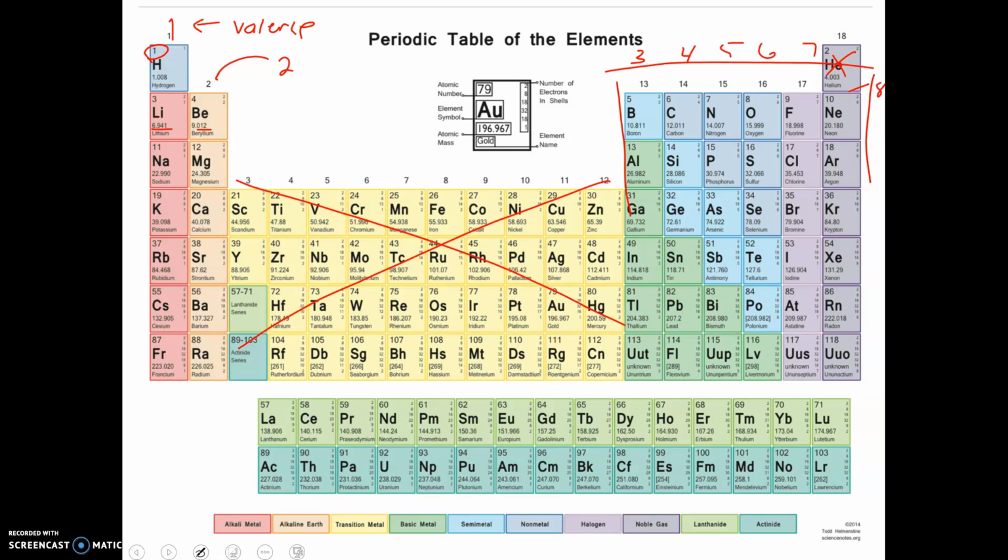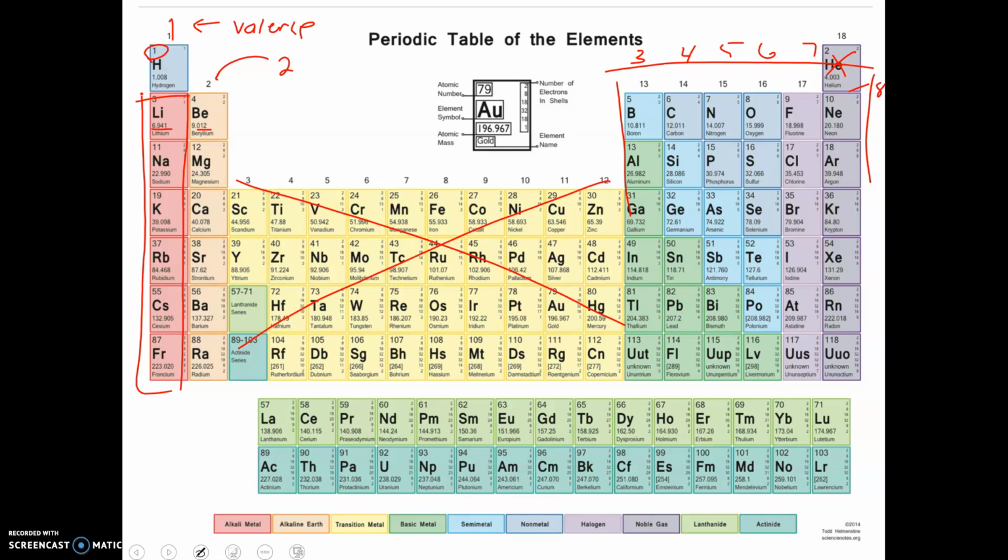And remember that the number of valence electrons determines how it behaves. So if it's in the same group or family, the same column, it'll behave very similarly. Like these, lithium down, are all very active metals. You put them in water and they react violently. They may even explode. All of them, because they all have 1 valence electron.